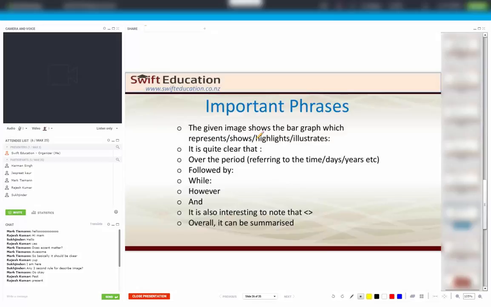The given image shows the bar graph, which represents, shows, highlights, illustrates. It's quite clear that over the period, referring to the time, days, years, etc., followed by while, however, and it is also interesting to note that something is greater, something is smaller. Overall, it can be summarized as well.